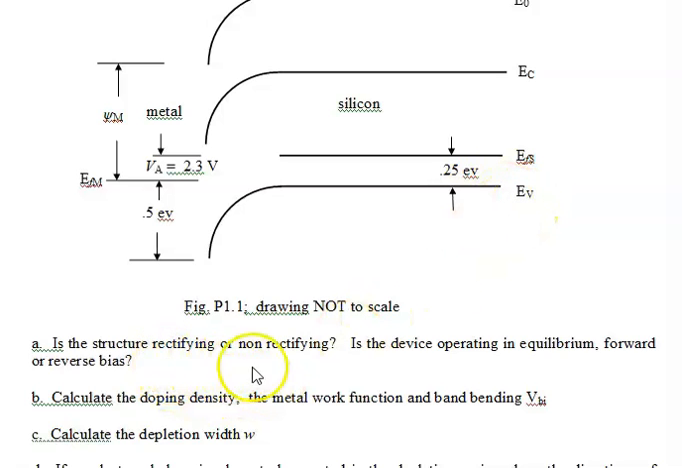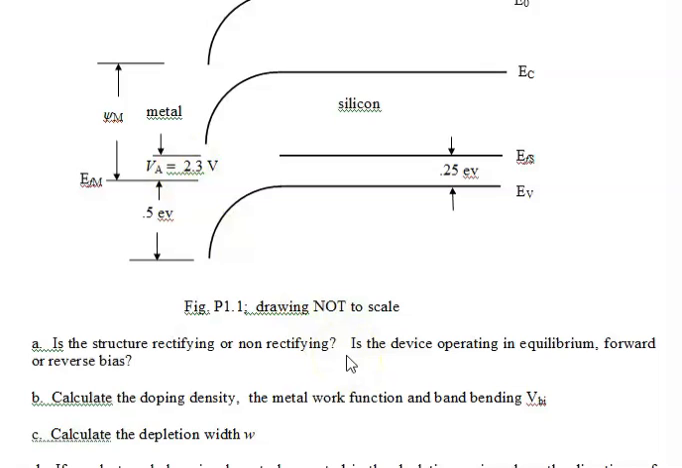Is the structure rectifying or non-rectifying? The giveaway here is the bands are bending, and they're bending pretty hard. So clearly this is rectifying. I should mention before we continue, this is definitely not to scale, and that's why I probably should put this in font 30 or something, because 0.5 eV is the distance from here to here, and the distance from the applied bias is about 5 times that, so definitely not to scale.